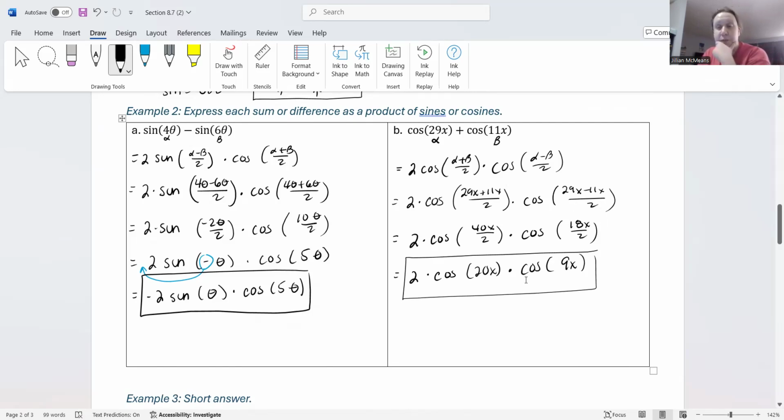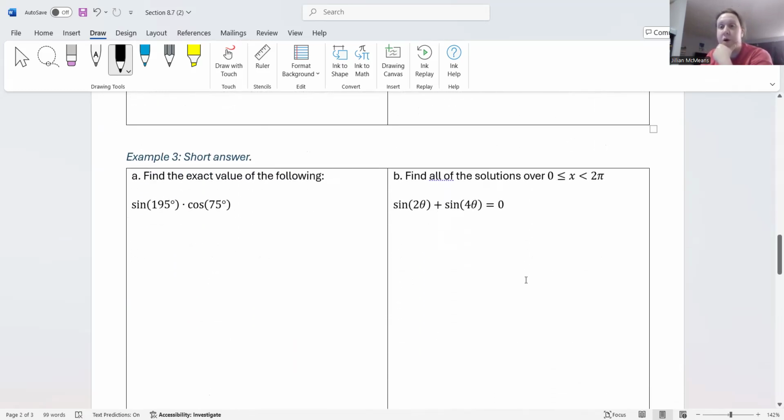Now let's look at example 3. So we have 2 different examples here. One I think you're going to like, because we're using a product and we're going to write it as a sum, and then we can simplify it. And then the last one is an equation that we're going to solve.